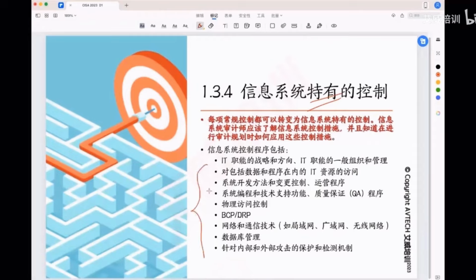IT functions in Chapter 2, development in Chapter 3, programming in Chapter 3. Quality assurance in Chapters 2 and 3. Physical defense control in Chapter 5. BCPDRP in Chapter 4. Network tech in Chapter 5. Database in Chapter 4. Chapter 5, various attack methods, right? Okay, we've covered all these.